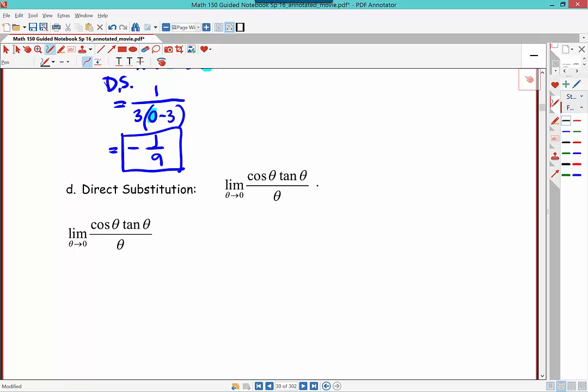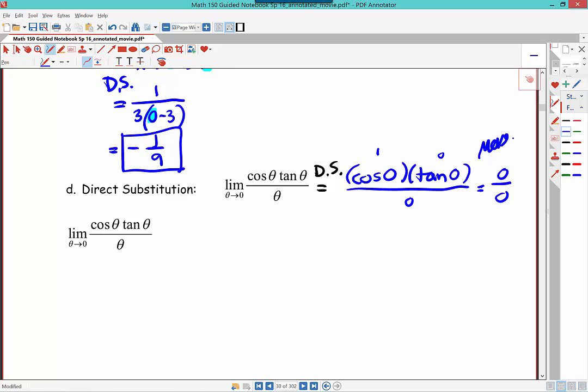So this one, theta's going to 0. Using direct substitution, we would have cosine 0 times tangent 0 over 0. This would be 1, this would be 0, so 1 times 0 is 0 over 0. And that means, of course, more work, indeterminate.